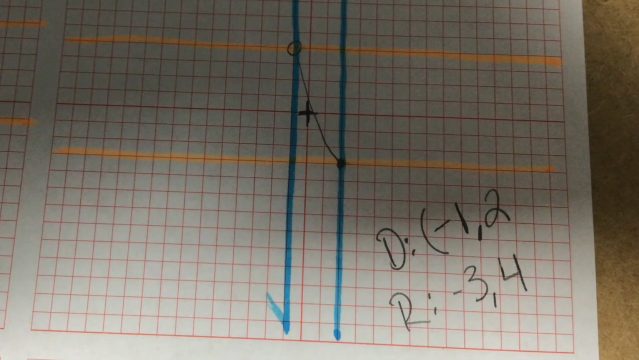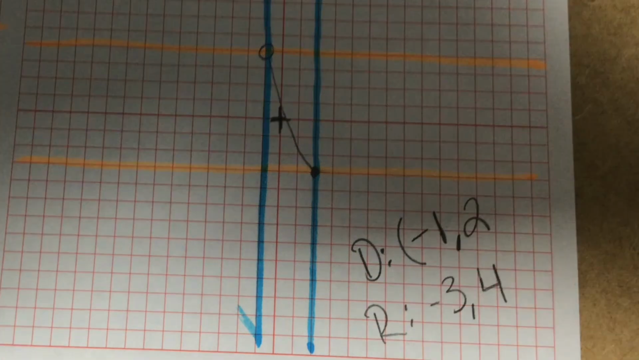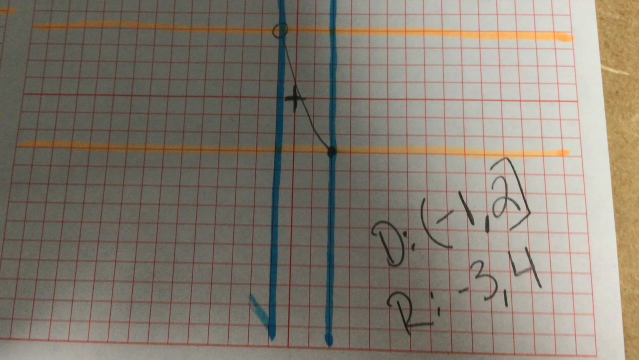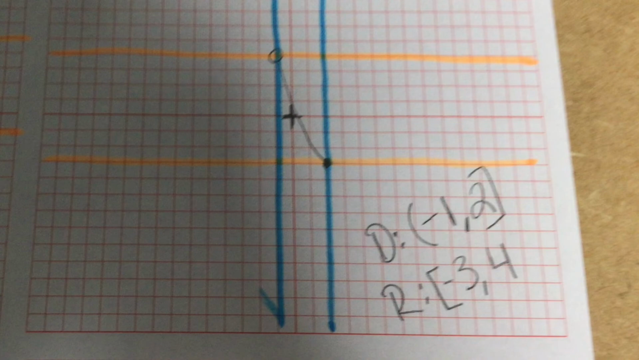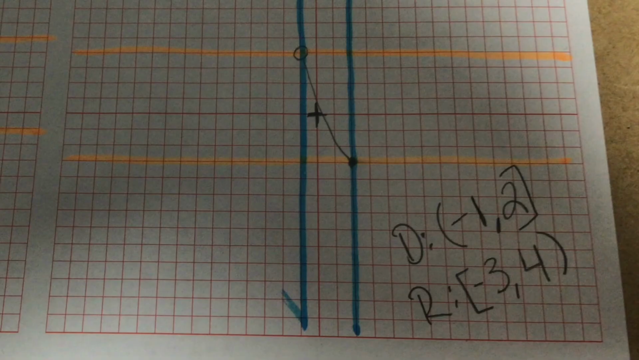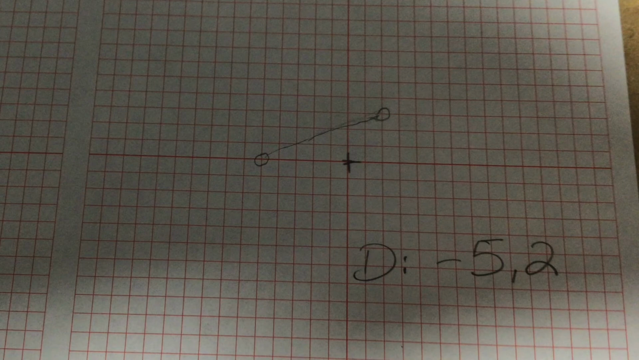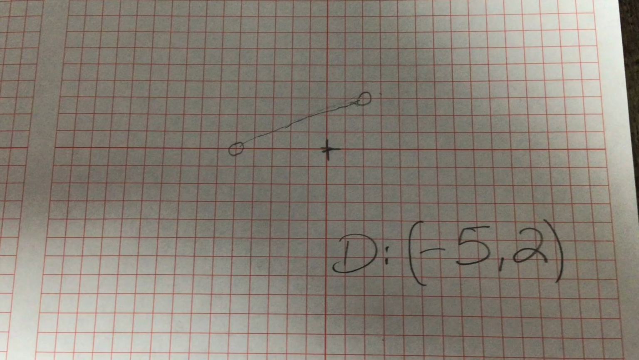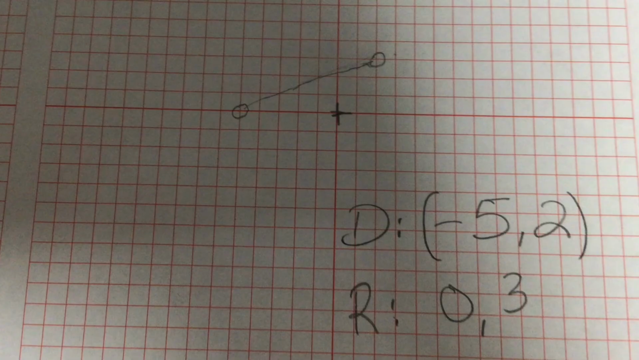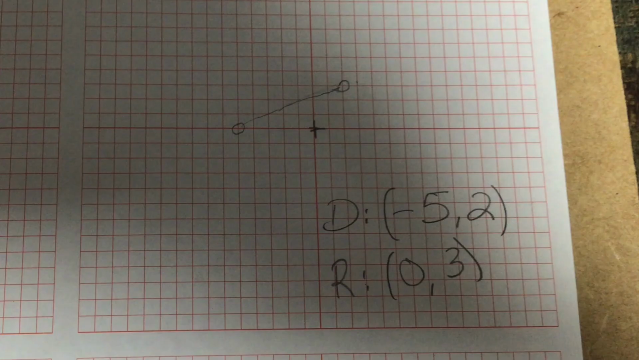The far left -1 is an open circle, so we use a parenthesis. The far right 2 is not an open circle, so we use a bracket. The lowest -3 is not an open circle, so we use a bracket. And the highest 4 is an open circle, so we use a parenthesis. Here's another similar example. So we go to the far left for -5 and the far right for 2. They're both open circles, so they're both parentheses. Then the lowest is 0 and the highest is 3, and they're both open circles, so they're both parentheses.